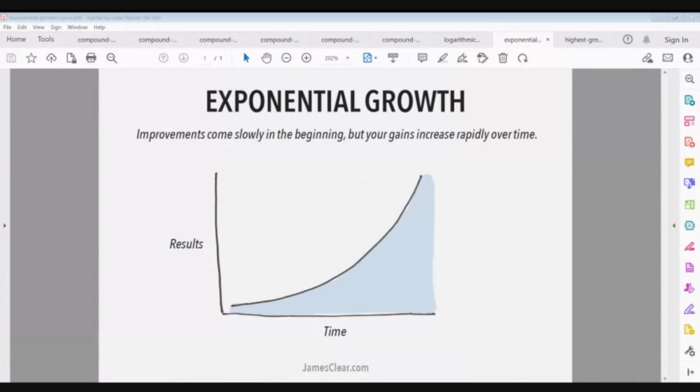Boom. Look at this thing. So with the exponential growth curve, the results early are minimal. Like you can't even tell the difference. Yeah, and it takes a long time, folks. It takes a long time for results to appear.